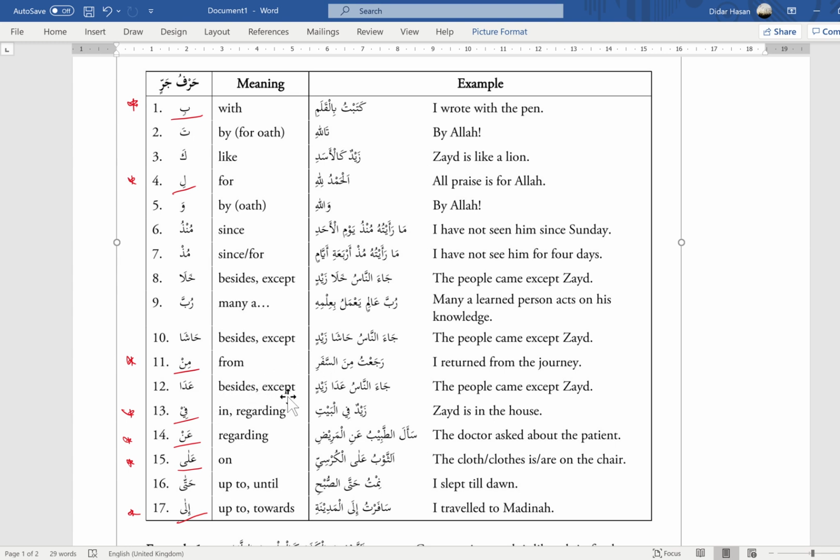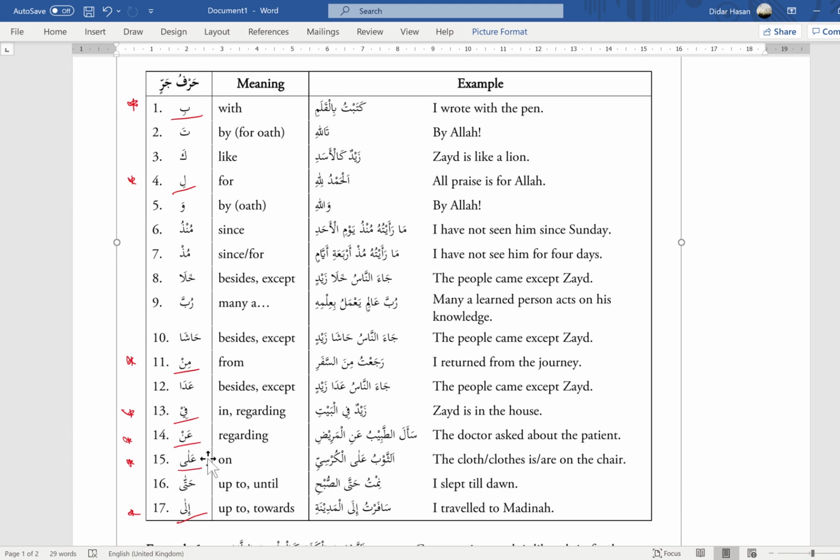And ada means besides except. So fi is another very important one. So whenever you see fi, you must give the next word a kasra. So fil bayti. An, again another important one. Sa'ala at-talibu anil maridi. So the an gives the maridi a kasra.